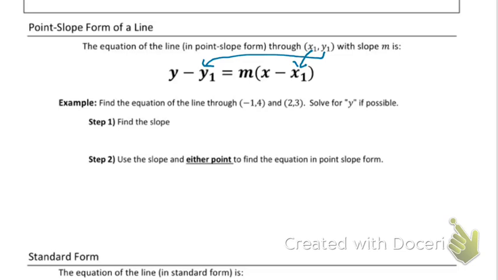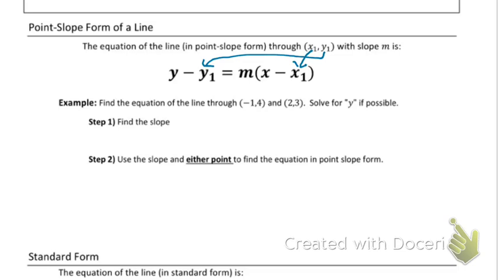So our first example says find the equation of the line through -1, 4 and 2, 3. Solve for y if possible. Did I even want to solve for y? So much extra work. Does yours say solve for y? Yeah, all right. I thought I removed that, but okay, since we did it.